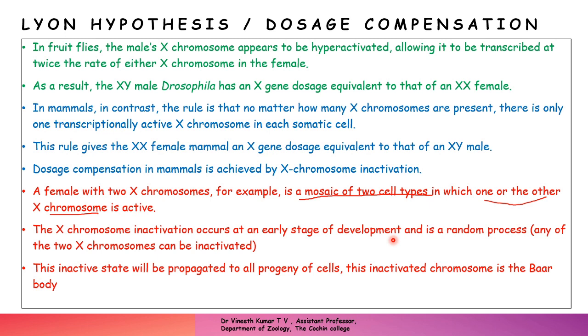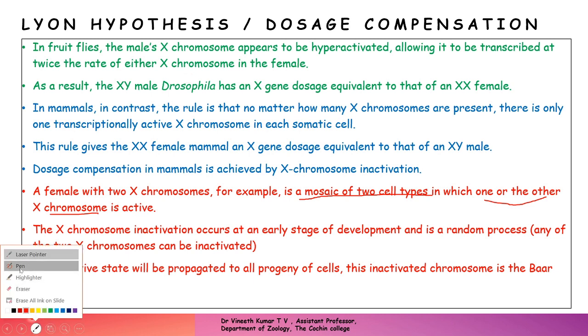And what happens is, the oocyte is formed, ovulation happens, the egg is released, it meets a sperm, which is called fertilization, and a zygote is formed. As the zygote starts cleavage, it starts to divide, and the process of X chromosome inactivation occurs at an early stage of development and is a random process. That is, any of the two X chromosomes can be inactivated. This inactive state will be propagated to all the progeny of cells, and this inactivated chromosome is called the Barr body.